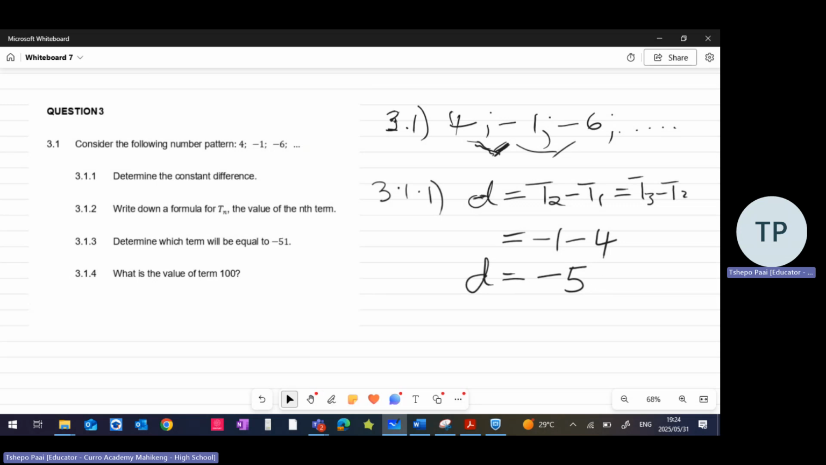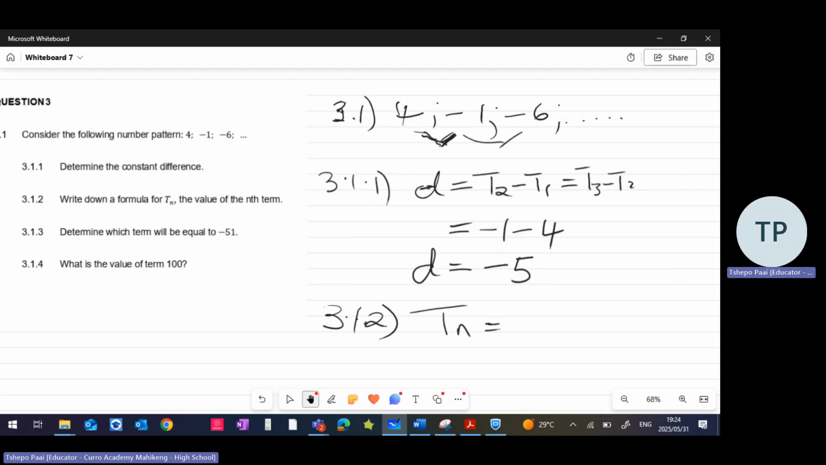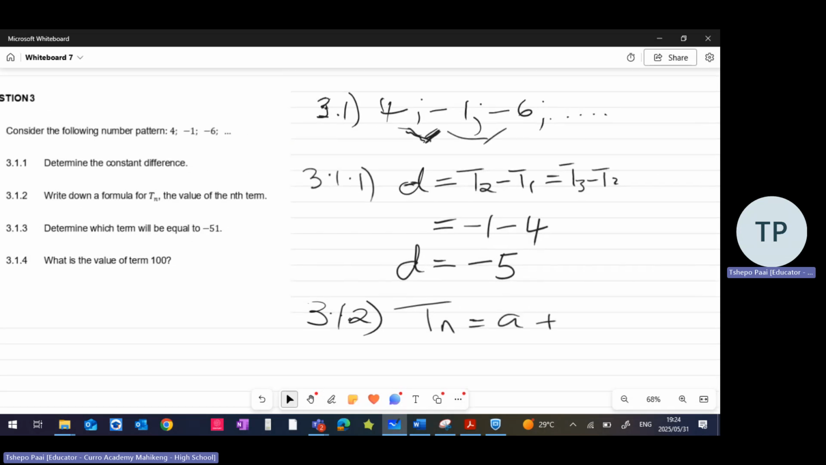So that will be the answer for 3.1.1. Now, when we look at the next question there, they are saying write down a formula for Tn, the value of the nth term of this number pattern. Once we have discovered that there is a constant difference in a number pattern, we must know that the general term of that number pattern will be linear, meaning it will be a plus n minus 1 times d. What is a? A is the first term of our number pattern. What is d? D is the constant difference.